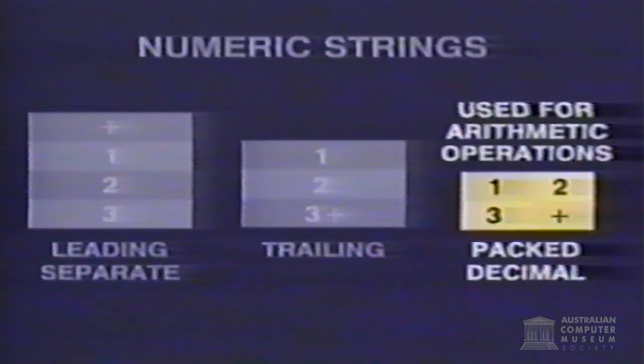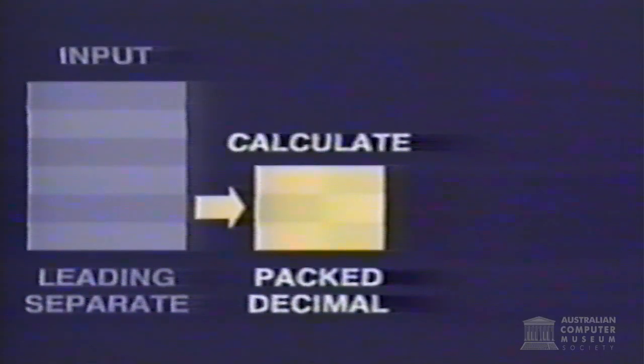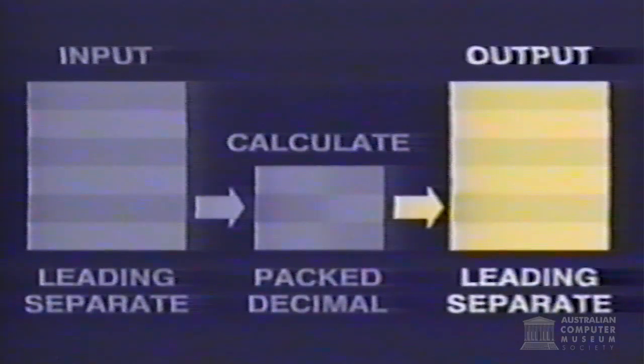Because each string has different attributes and uses, it may be necessary to convert from one numeric string to another. For example, you might use leading separate strings to input numbers for calculating an interest payment on some balance. You could then convert the leading separate strings to the packed decimal format so that the necessary calculations can be performed. Once the interest payment is calculated, you can convert back to a leading separate string so that the result would print out with the sign where you want it.